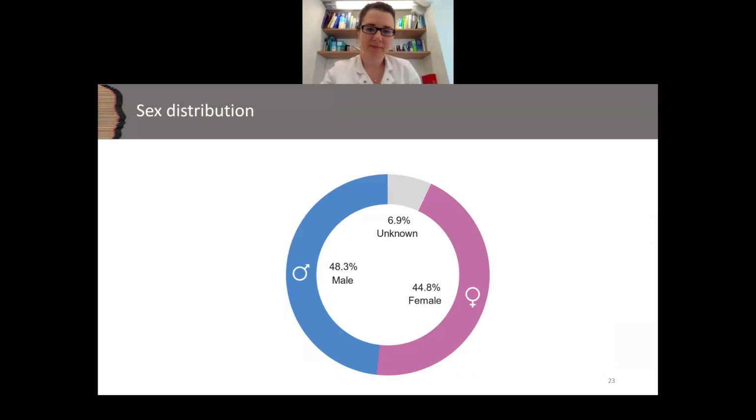And then you might wonder how the data is really distributed in our database. So here you can see that the sex is relatively balanced. We have around 48% male and 44% female, although the male are slightly more than female. But I would say it's still relatively balanced compared to the other distributions.